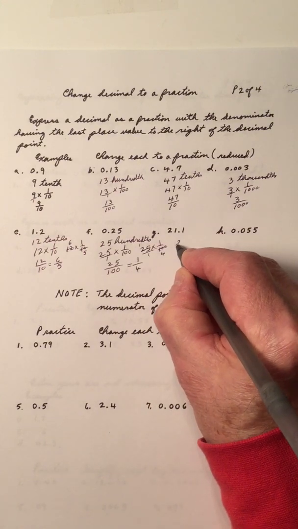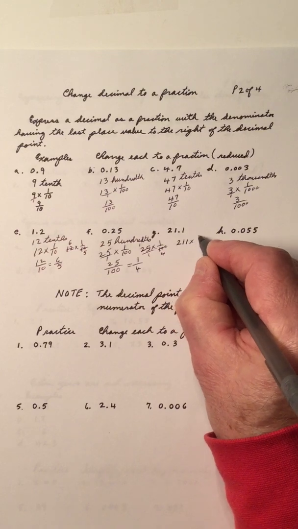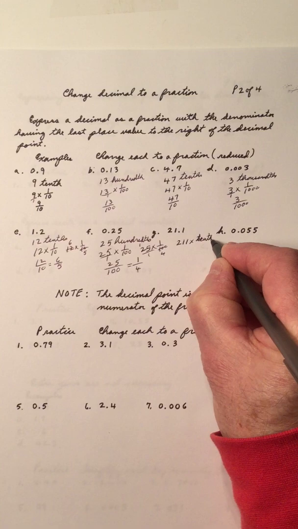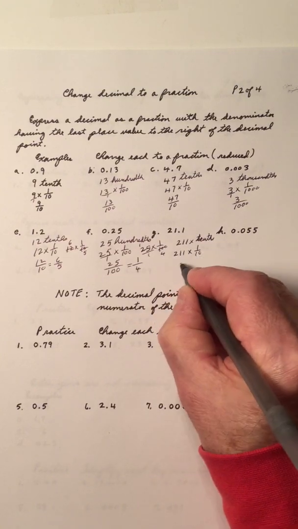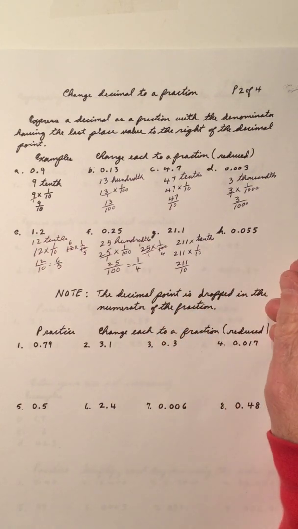So this is 2.1, that's tenths. I've been going ahead of myself now. So 21 times 1 over 10. So that's 21 over 10.